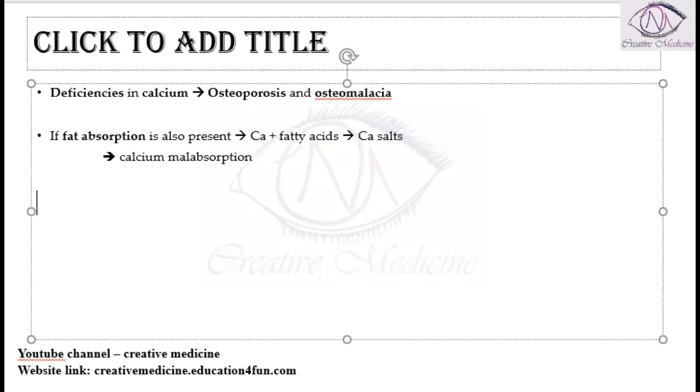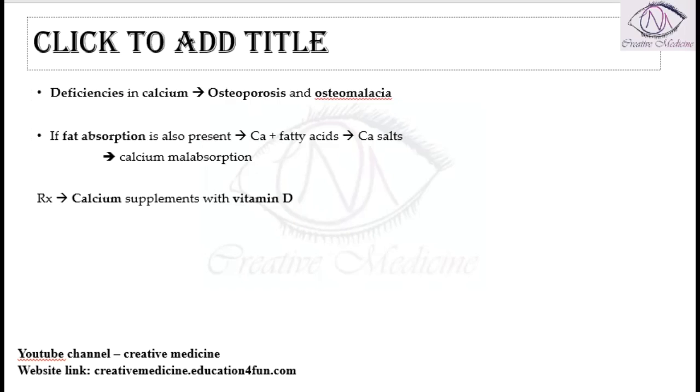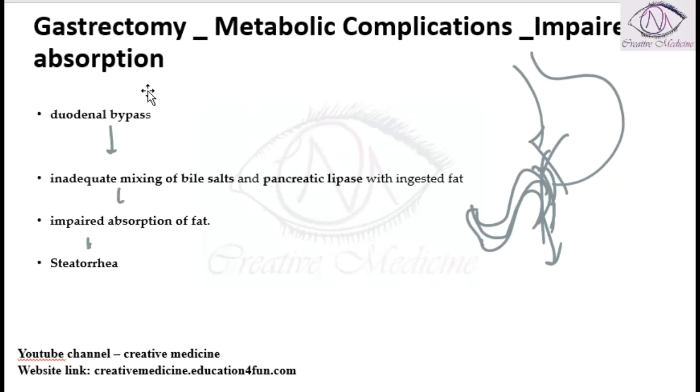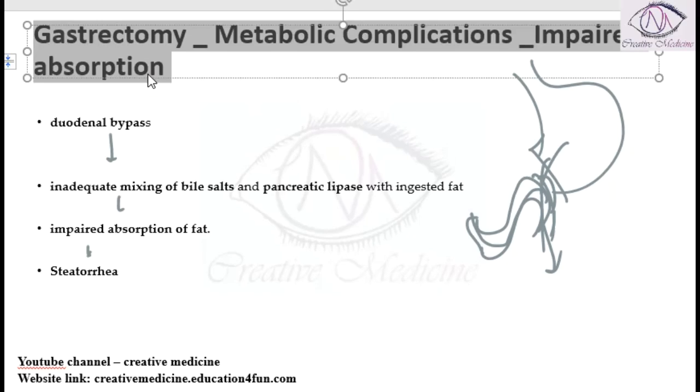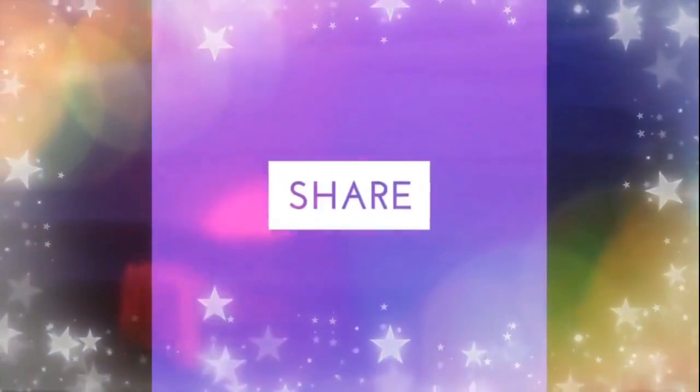So, how are you going to treat calcium deficiency conditions like osteomalacia and osteoporosis? You should give calcium supplementation along with vitamin D to the patient. So there can be calcium deficiency, fat soluble vitamin deficiency, and finally fat loss in steatorrhea in a patient after gastrectomy. Thank you for watching.